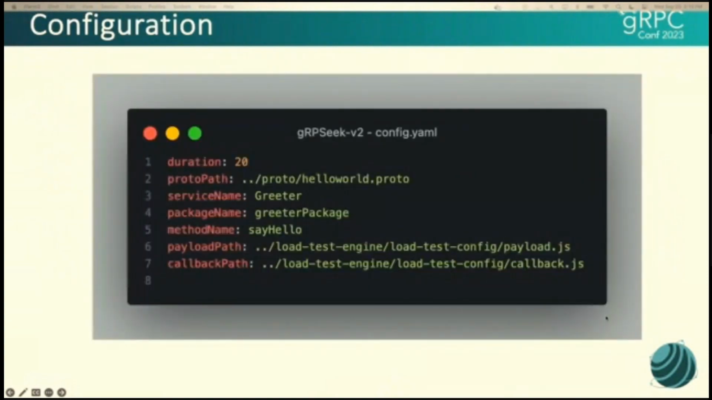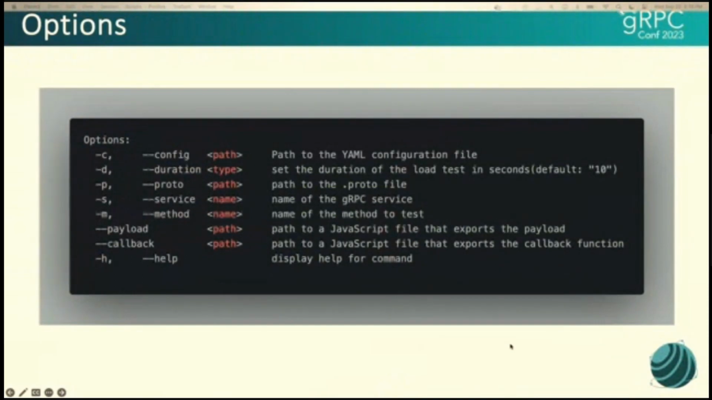So this is an example of a simple config. There are a couple of things here. The first one being duration, the time defined for the load test. And then the path to your profile, your service name, the package name, method name. This is just pulled straight from the official GitHub repo for gRPC, so this might look familiar. And then these are the options, the flags that are in the CLI tool, if you don't define them in the YAML file. But if you do define a YAML file, it's a little bit less verbose when you use the CLI tool.